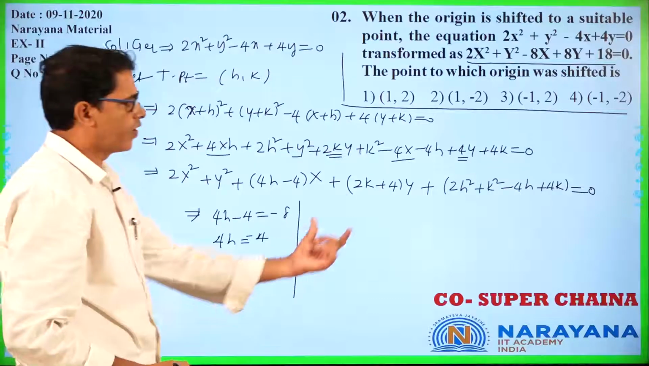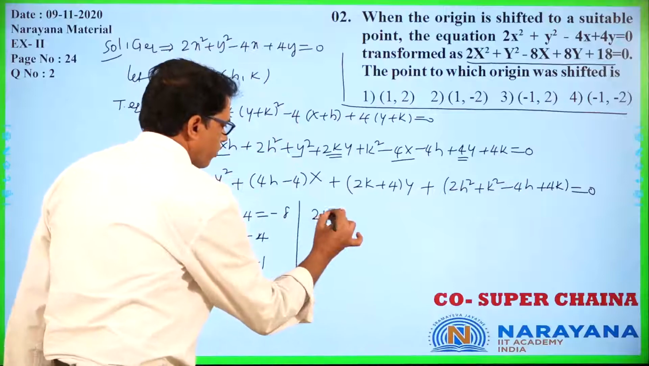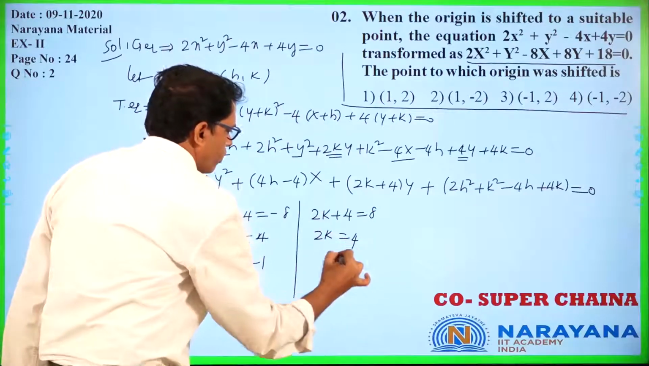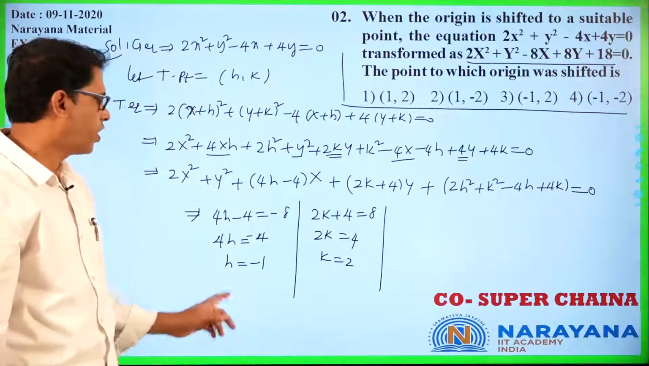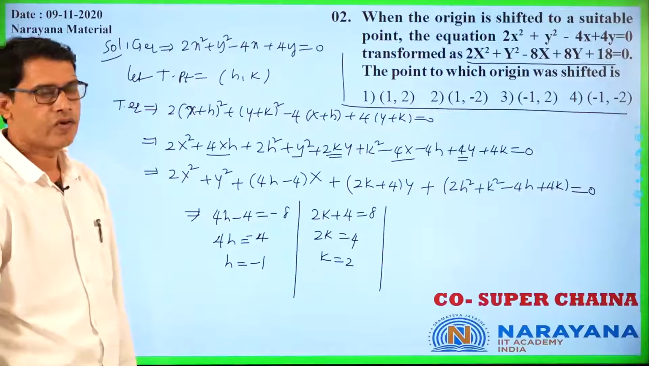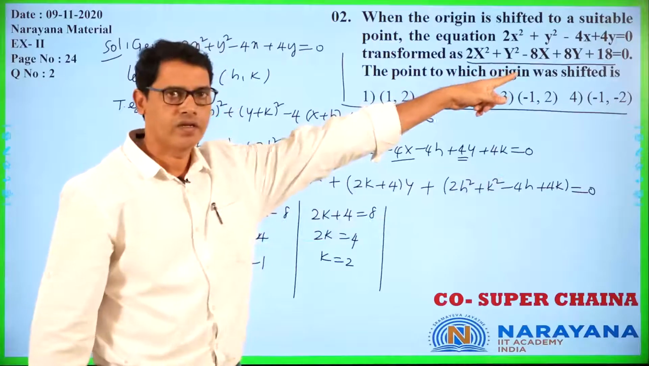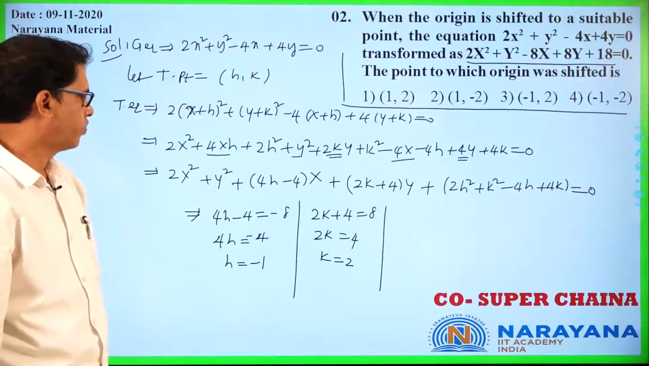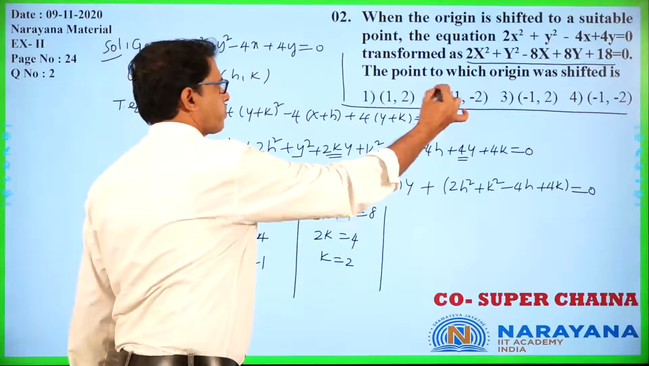Next, the y coefficient: 2k + 4 = 8, so 2k = 4, so k = 2. Therefore the required point is (−1, 2). You can confirm by substituting these values into the constant, which should be 18. So h = −1, k = 2, which is option 2.